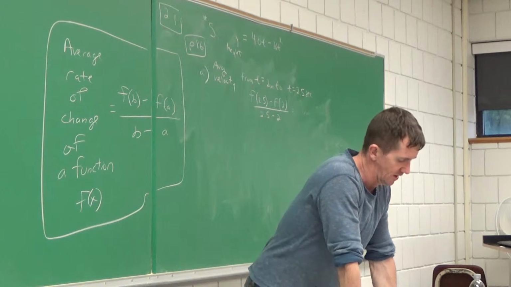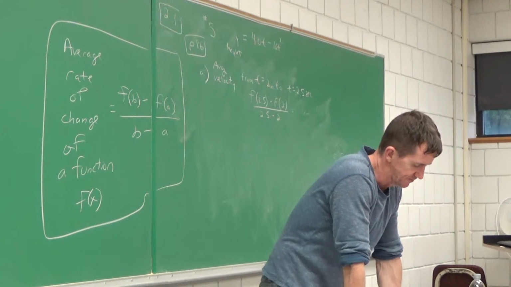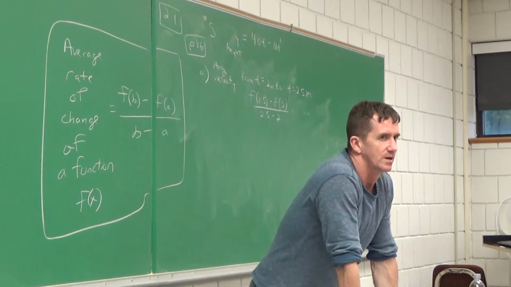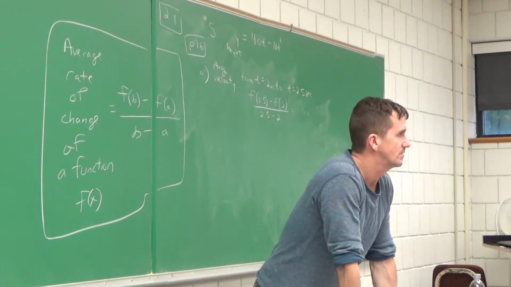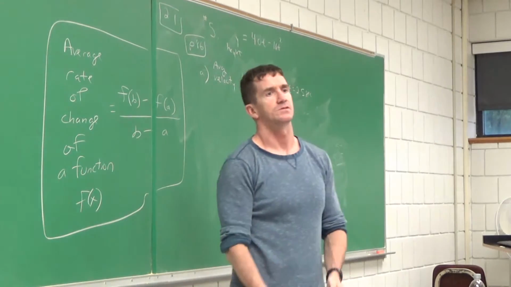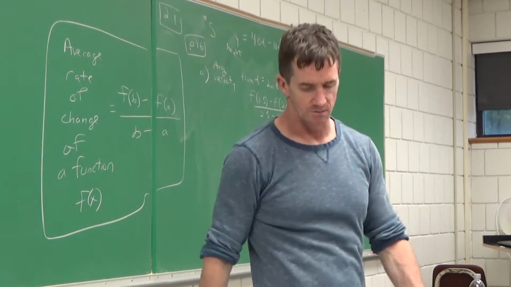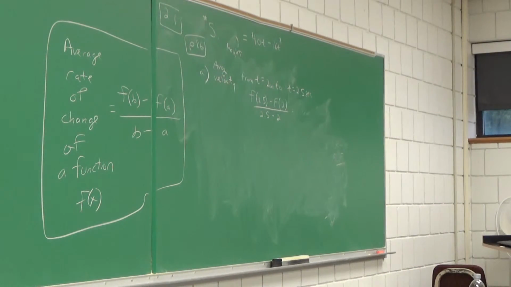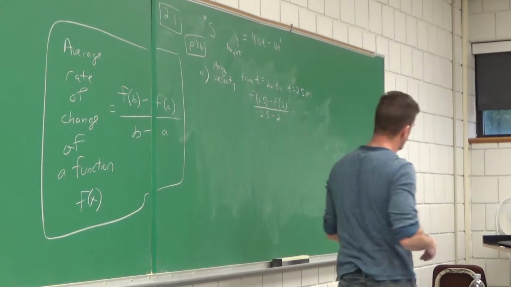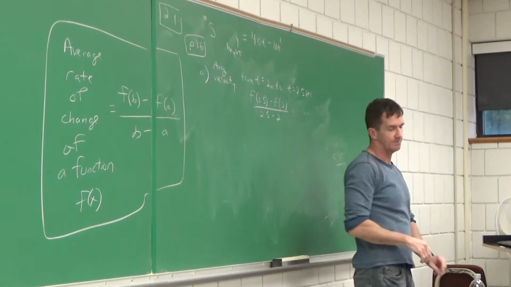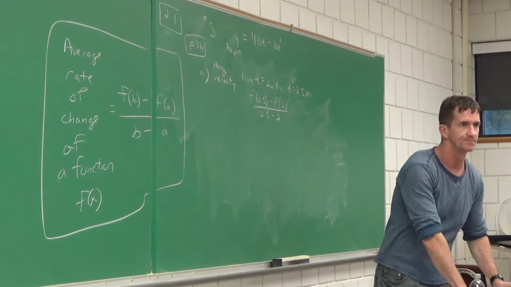So on average, everyone, how fast was this ball traveling? Don't be shocked if you get a negative answer too. Because everyone, can velocity be negative? Excellent. When I threw that chalk up in the air, when it was going upward, it had positive velocity. When it was going downward, it had negative velocity. Cool.